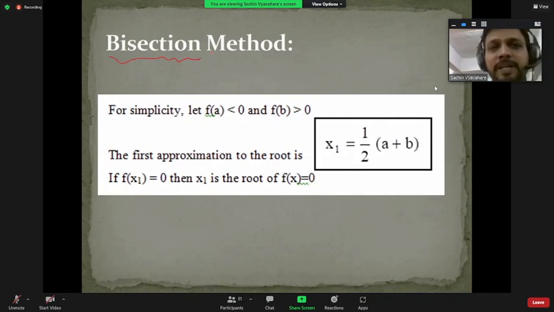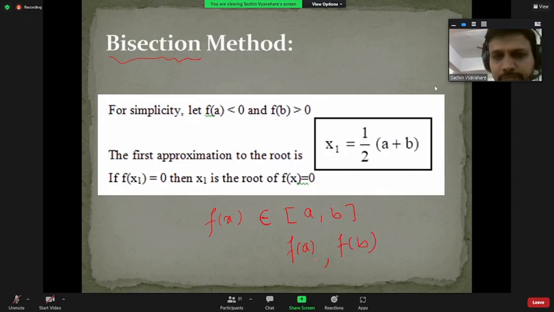The name itself tells you the idea. Bisect means we have to divide it. So first of all, we are going to consider this function f(x) defined on the interval [a, b]. Say we have two values, f(a) and f(b).